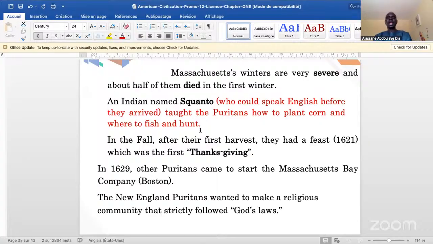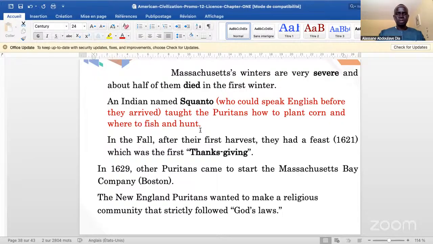So in terms of climate conditions, Massachusetts winters, it was very severe, harsh, terrible. And about half of them died in the first winter. When the Puritans came in Massachusetts, they are Europeans, they are not familiar. The winters were very harsh, the climatic conditions. And many of them died.